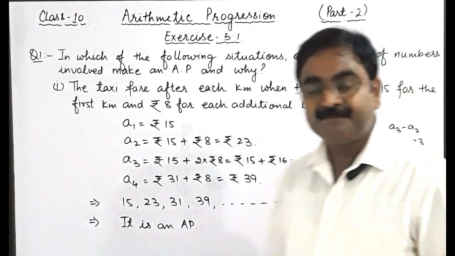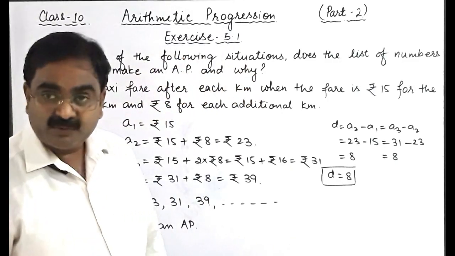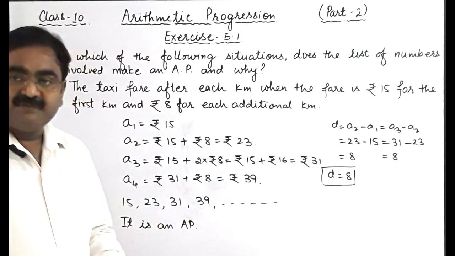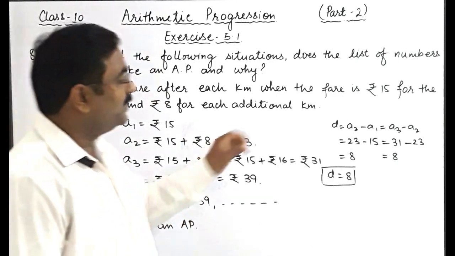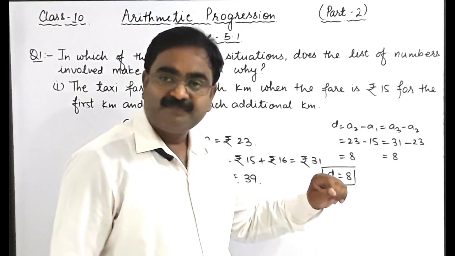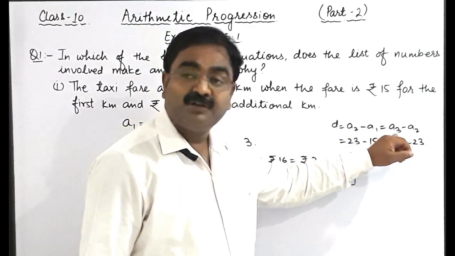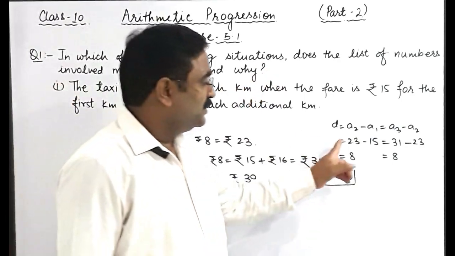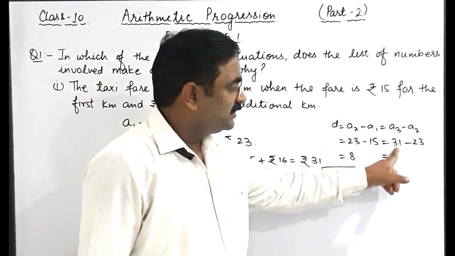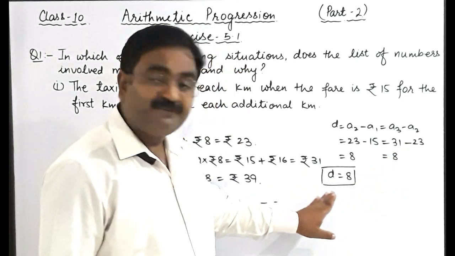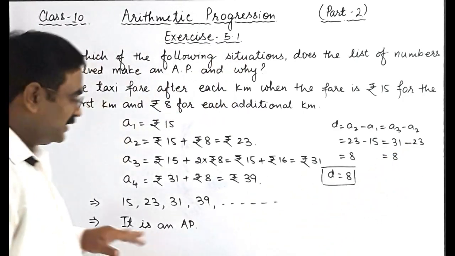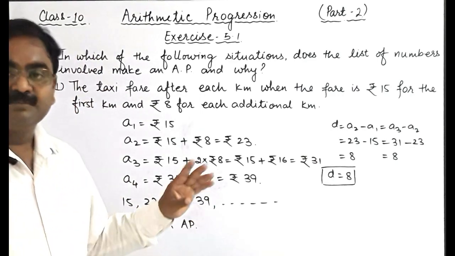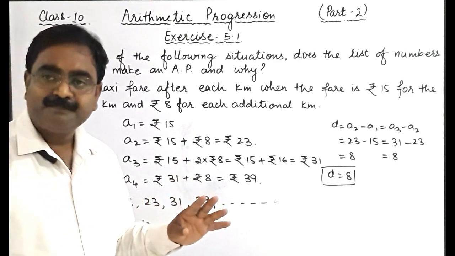Let us check whether this series follows the arithmetic progression or not. To decide this, we have to find its common difference. The second term minus the first term should be equal to the third term minus the second term, which should be equal to the fourth term minus the third term, etc. So 23 minus 15 is 8, then 31 minus 23 is 8. It means the common difference is always plus 8. Therefore, this sequence is an arithmetic progression.